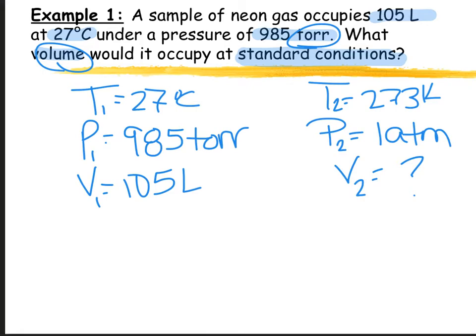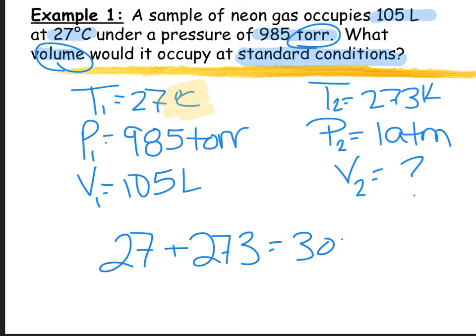The next thing that I want to look at is the units. The first big red flag that I see is degrees Celsius. I already know that I cannot use degrees Celsius for gas law problems. So I'm going to take my 27 and I'm going to add 273 in order to get the Kelvin temperature of 300 K.